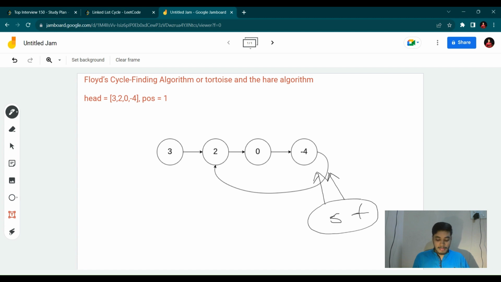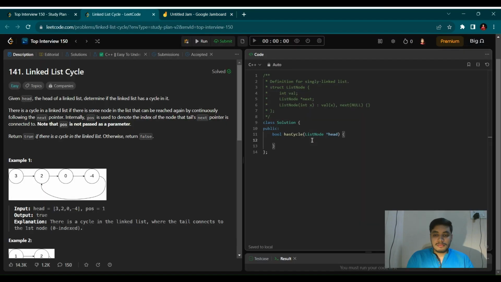Now let's code this. Let's start by taking two pointers. The first pointer is going to be our fast pointer, initially at head, that means the starting position, and second we have the slow pointer, which is also initially at head. Next, we have to run a while loop in order to check. So, what is the condition going to be?